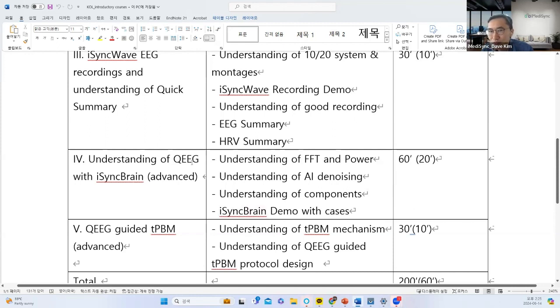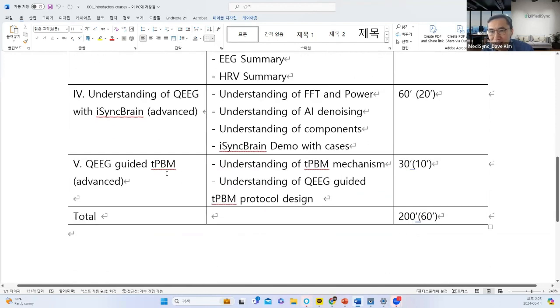After understanding of the QEEG concept, we can design the QEEG guided photobiomodulation. Before the final chapter, I will give you the mechanism of the frequency selected transcranial photobiomodulation and how to combine the QEEG and the photobiomodulation protocol design. It will take another 30 minutes.